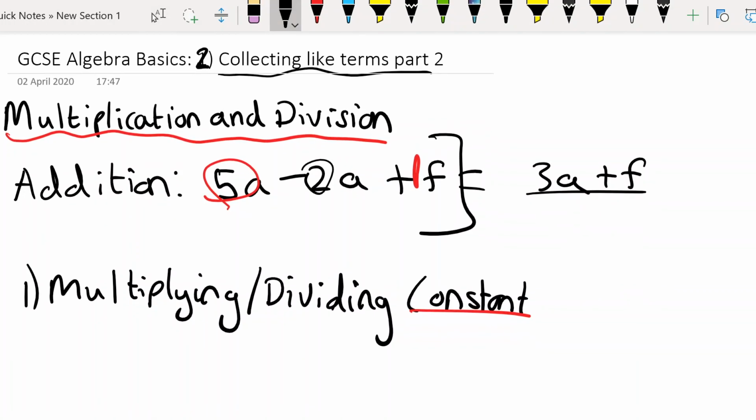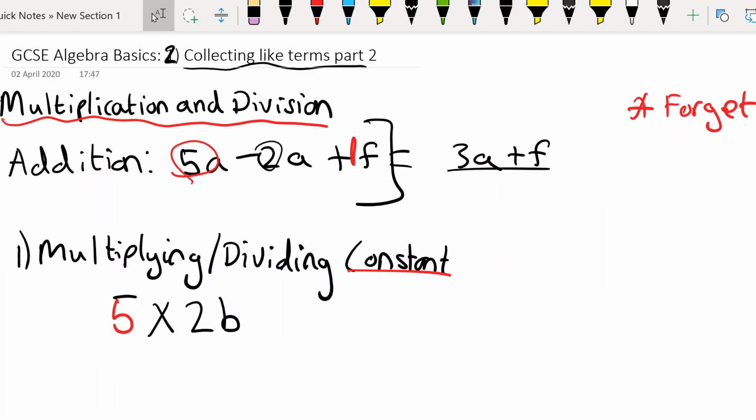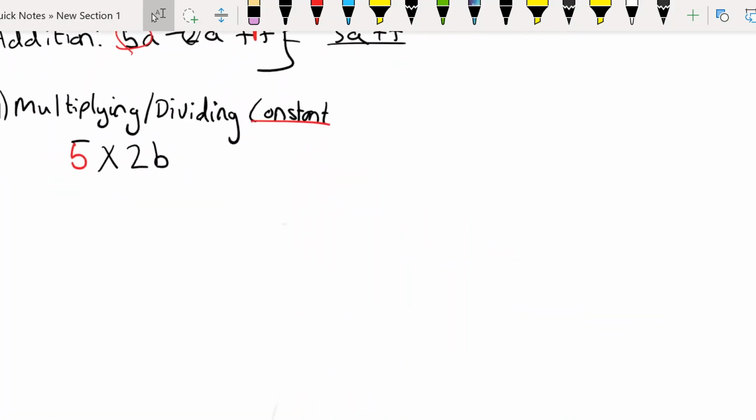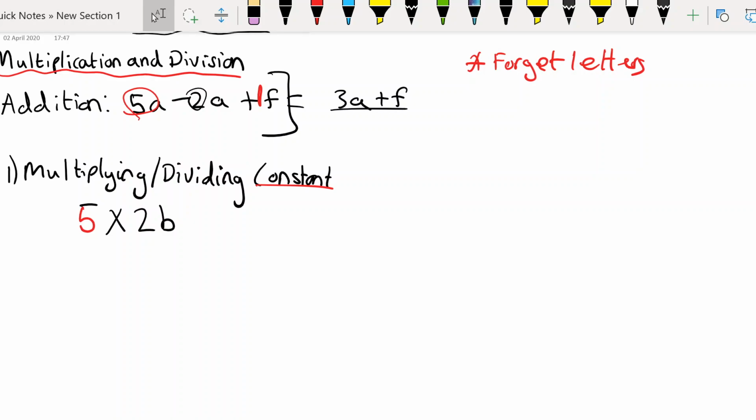So, for instance, what would be 5 times 2b? And remember as well, an important fact here. Forget about what the letters stand for, okay? These letters could stand for bananas. They could stand for apples. They could stand for really whatever you want. It doesn't really matter what these letters stand for. They could stand for anything, okay?